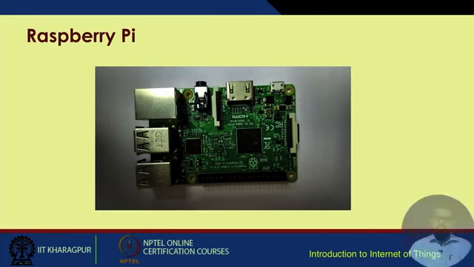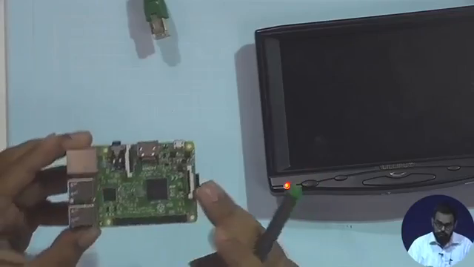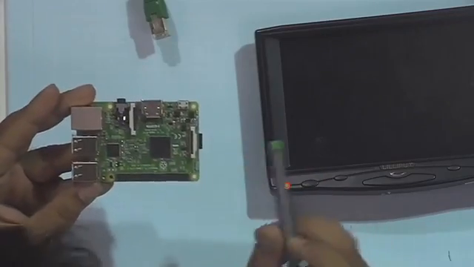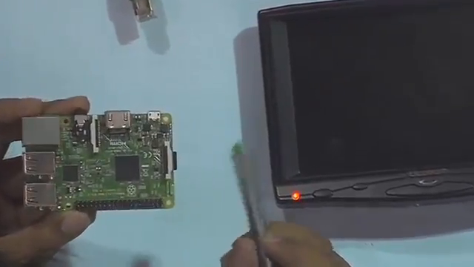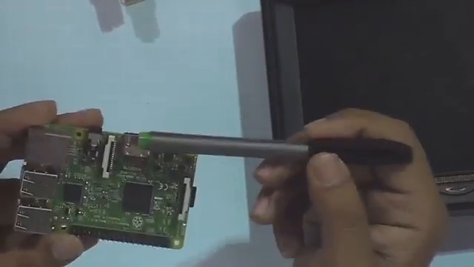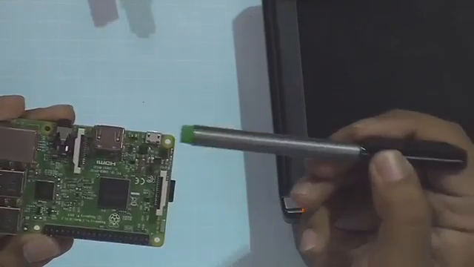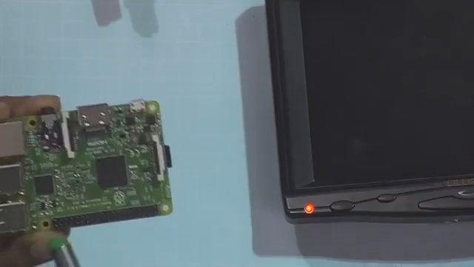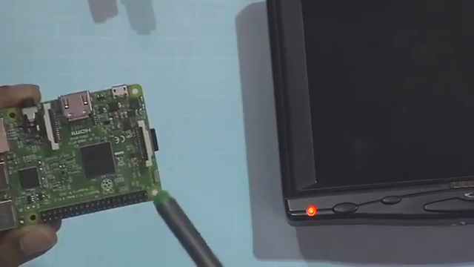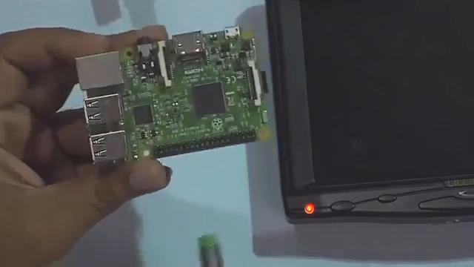So this is the picture of a Raspberry Pi. I have one Raspberry Pi with me right now. If you can see, this is a Raspberry Pi 3 Model B. Over here you have one HDMI port. This small port is for the power adapter. These are the GPIO pins interlaced with some power pins like 5 volt, 3.3 volt and ground.